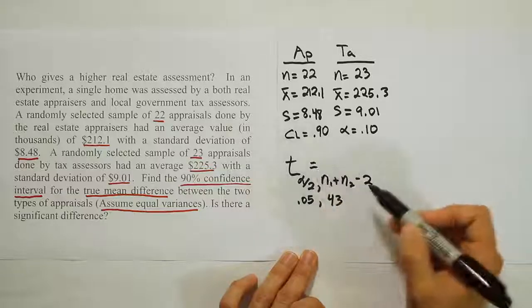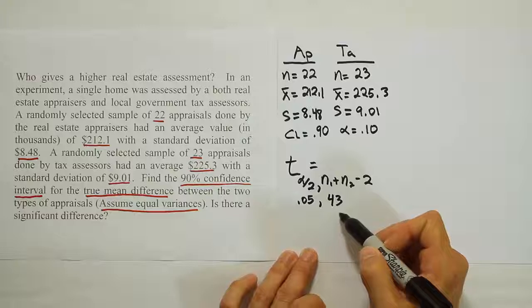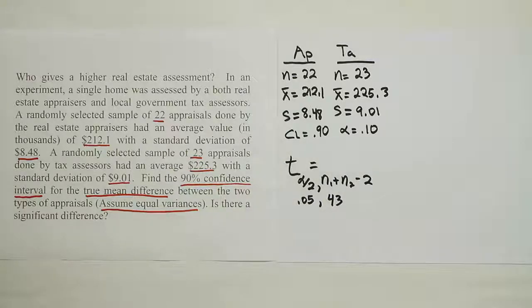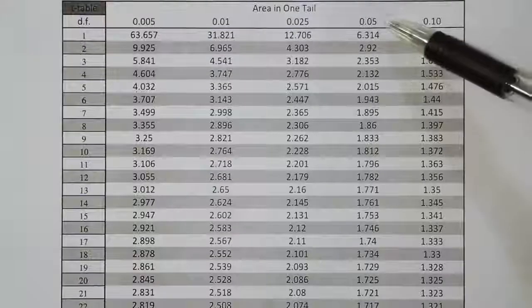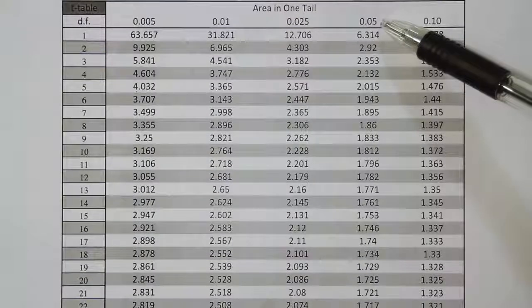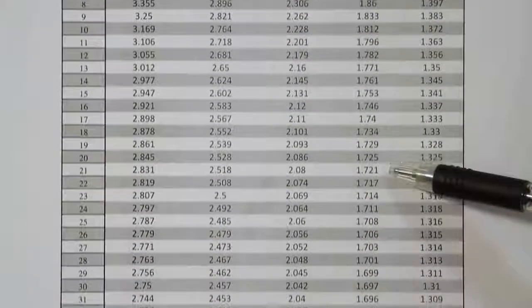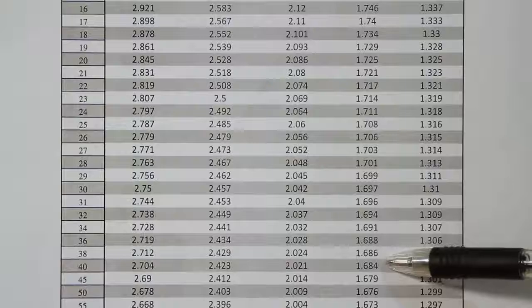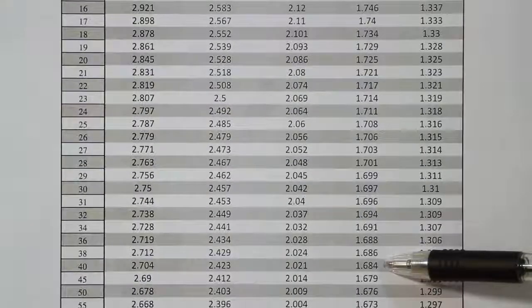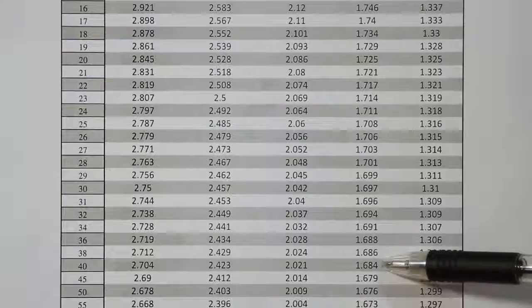So let's go to our t-table, look up under the 0.05 column, 43 degrees of freedom, and let's get our critical value. Okay, so we're looking at the area in one tail of 0.05. We're going to go down till we see 43 degrees of freedom. Let's scroll down until we see that. Now, what you're going to see here is that the answer is somewhere between these two values. That's the value for 40, and that's the value for 45. Well, 43 is in between.